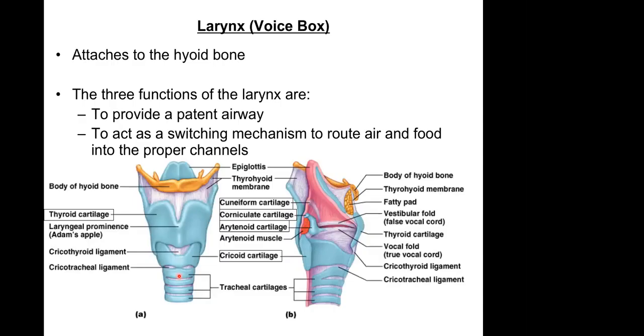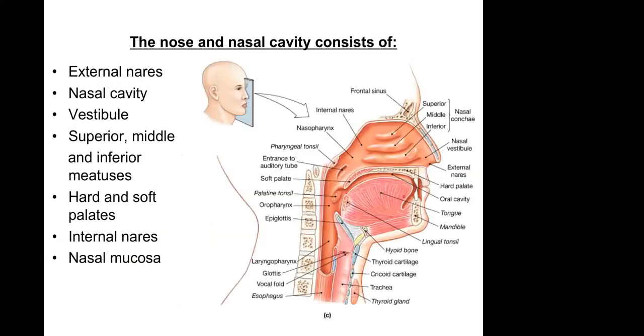The larynx is also commonly known as the voice box because our vocal cords are located there. The larynx is made with 9 cartilages. 3 of them are paired and 3 of them are unpaired. Those 3 unpaired cartilages are the thyroid cartilage, the cricoid cartilage, this one on the bottom, and the epiglottis, which acts like a lid. So right here, this is the epiglottis that acts like a lid.